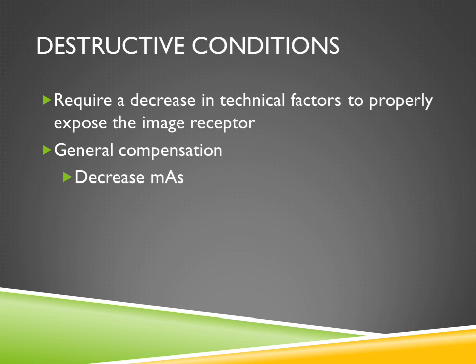So again, what rule did we discuss with mass and making adjustments? We're either going to double it or half it. So again, it's minimal 25 to 30%, but we really want to make a huge difference. So we'll double or half the actual technical factor. So hint, may need to know that additive conditions we adjust with kVp, destructive we adjust with mass.